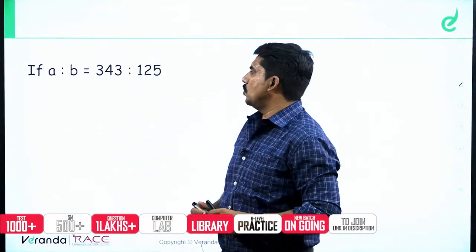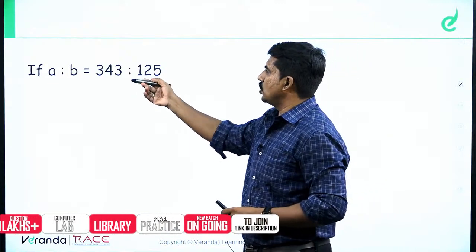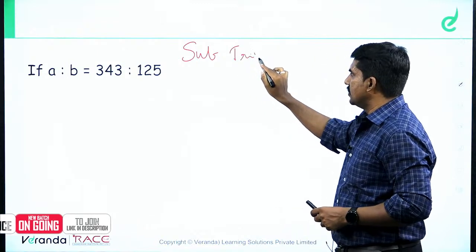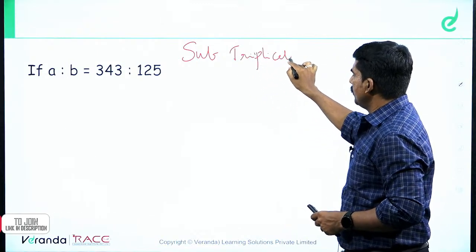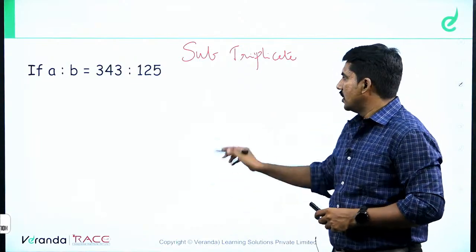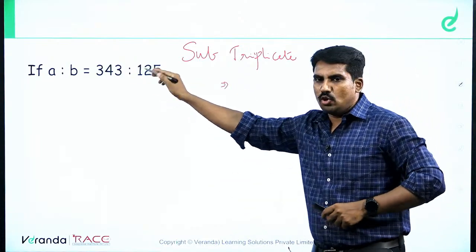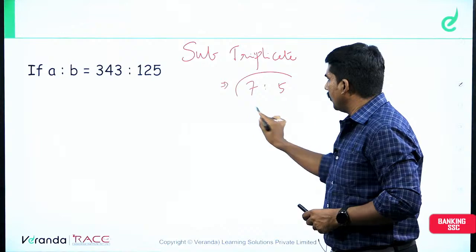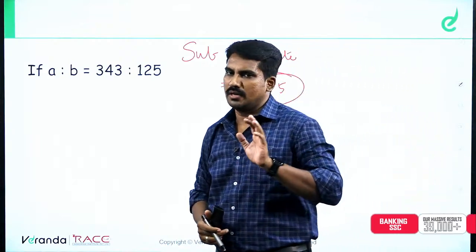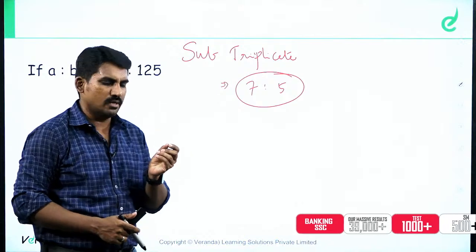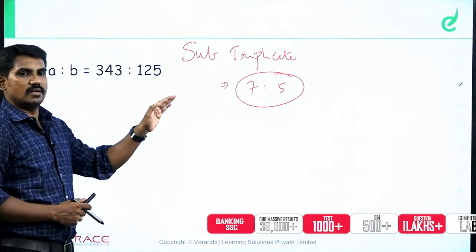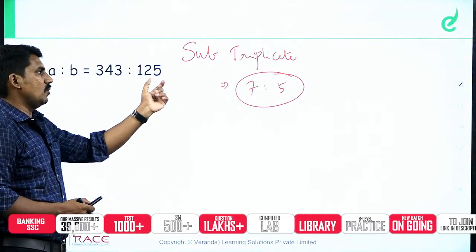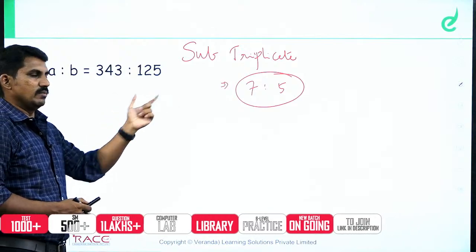Now, next one. See, if A is to B is equal to 343 is to 125, find the sub-triplicate of this. Easy. Clear? Sub-triplicate means what? Cube root. Therefore, the cube root of 343 is 7. The cube root of 125 is 5. Therefore, sub-triplicate is 7 is to 5. That's all. One of the easiest concepts in ratios. Duplicate, sub-duplicate, triplicate, sub-triplicate. Right? 7 is to 5.